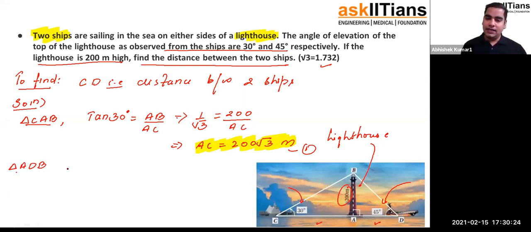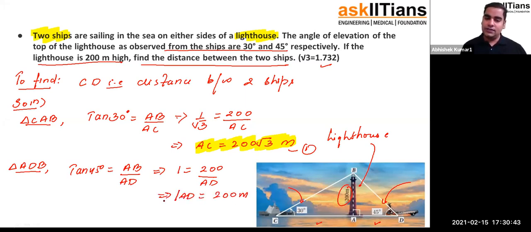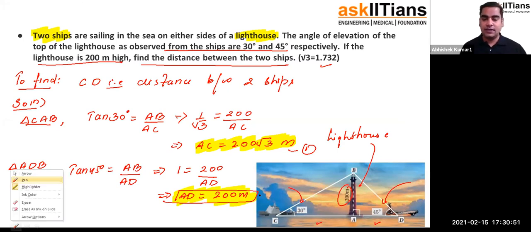So in triangle ADB, if I calculate tan 45 degrees, what will I get? I'll get perpendicular by base, so I will have AB by AD. Tan 45 is 1, AB is 200, AD I don't know. So the value of AD I got is 200 meter. What does this denote? This denotes the distance of the second ship from the lighthouse. And if we add both the distances that we got, in results number 1 and 2, we will easily get our answer.